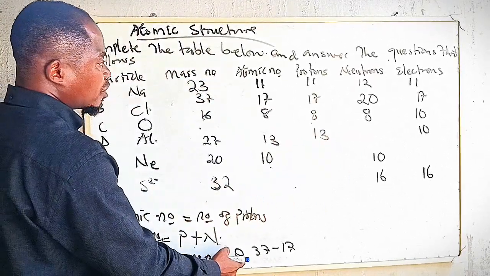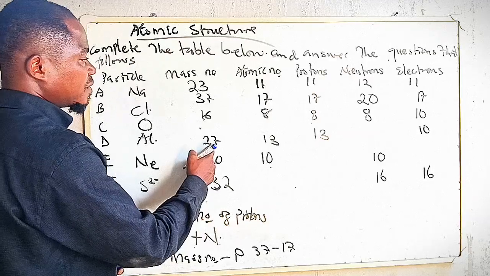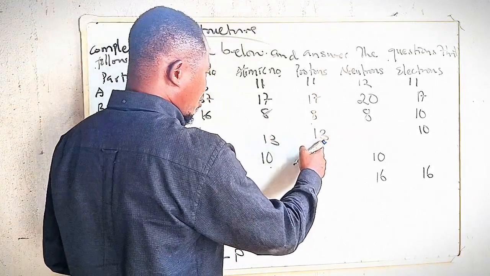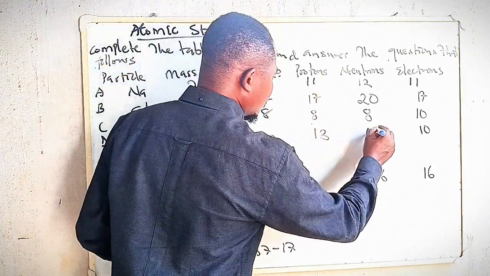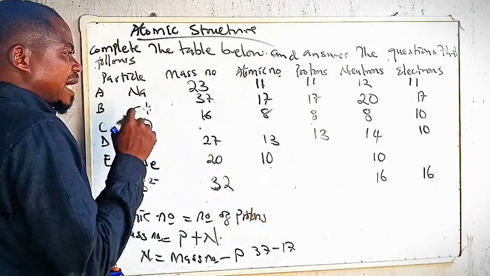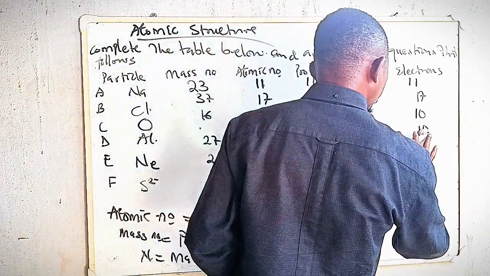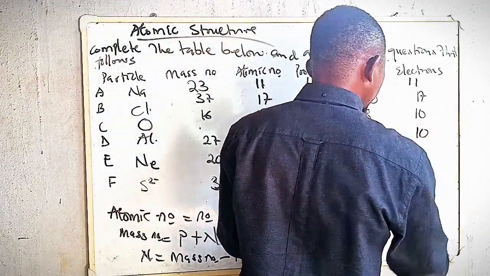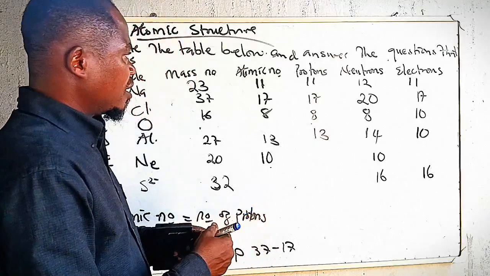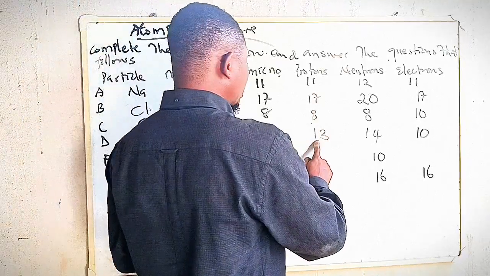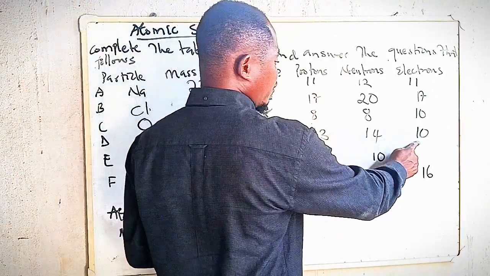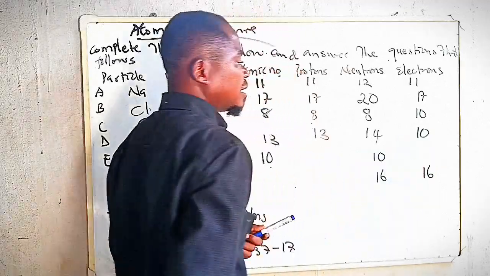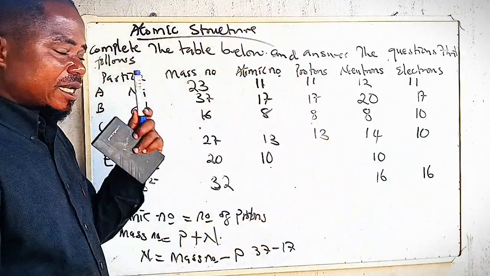Now, the number of neutrons present should be what? Mass number minus protons. So the mass number is what? 27 minus the number of protons, 13. That will give us 14. Now, they are telling us that the number of electrons present for this particular element is 10. What does that tell you? In a neutral atom, the number of protons is supposed to be equal to the number of electrons. That means this has lost what? 3 electrons. So it's an ion.